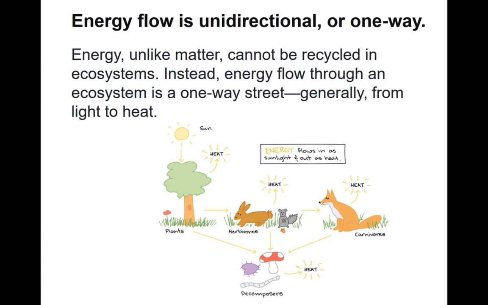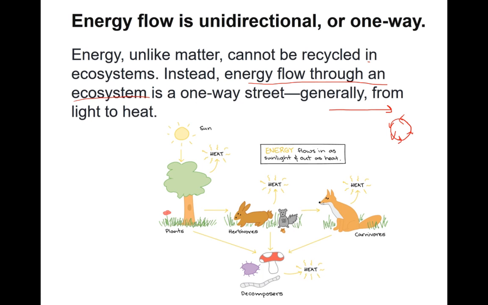Okay, let's go back. Energy flow is unidirectional, or one way. Unidirectional, one way just means it goes in just one direction. So it's not going to be cycled, where we make something, we use it, and it gets back into decomposers, and we end up reusing it again. That's not what's going to happen with energy. Energy flows. Let me go ahead and read this. Energy cannot be recycled in the ecosystem. Instead, energy flows through an ecosystem. It's a one-way street, generally from light to heat.